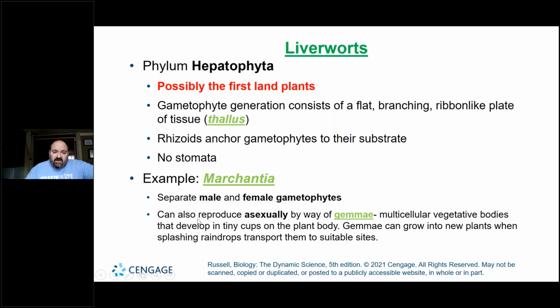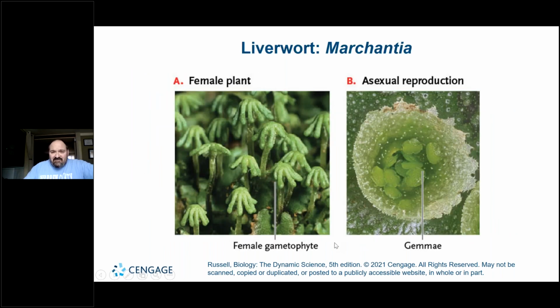You'll see here, this is quite interesting. So they have this male and female, so the sexual reproduction as well as asexual reproduction. And in the lab there, you're going to be noting and defining these terms as far as the gemma, multicellular vegetative bodies, right? And develop in tiny cups on the plant body. The gemmae can grow into new plants when splashing raindrops transport them to suitable sites. How wild is that, right?